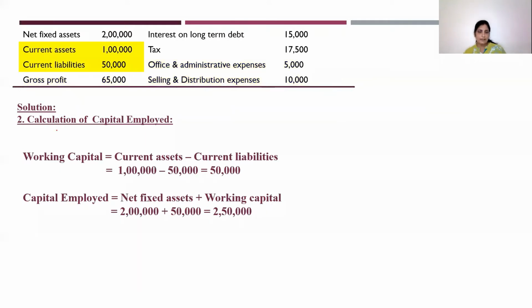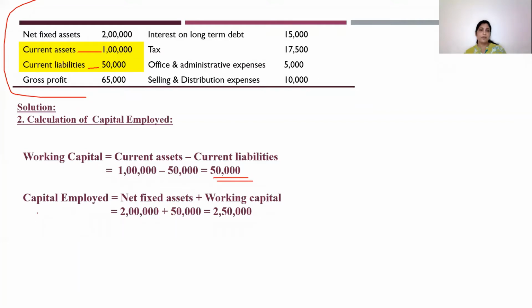Now we'll find out calculation of capital employed. We all know that working capital is equal to current assets minus current liabilities. So 1 lakh minus 50,000. Current assets is 1 lakh, you can see here, this is given in the problem. You have current liabilities 50,000, this is also from the problem. Both of this, 1 lakh minus 50,000, you have got this as 50,000.